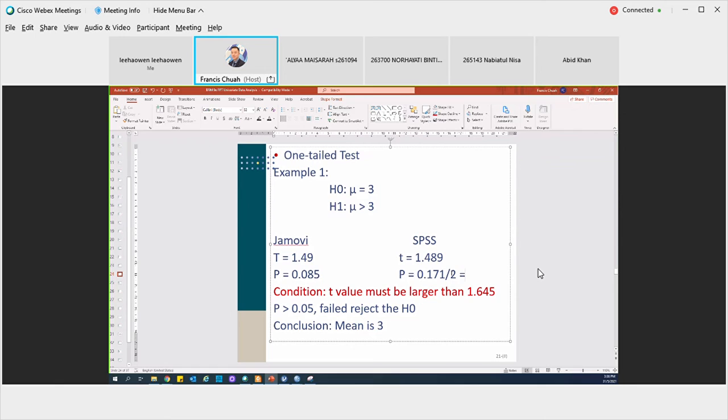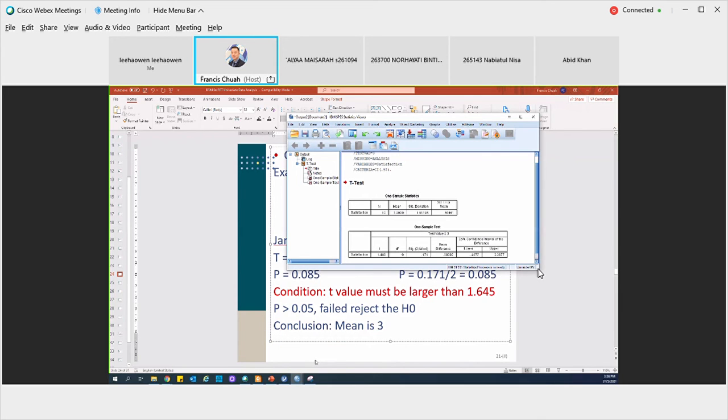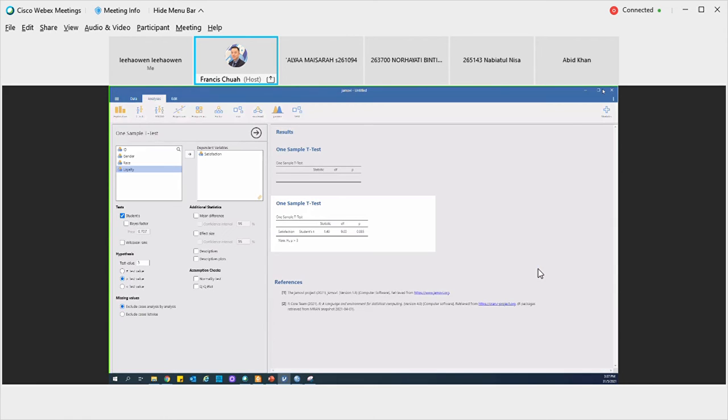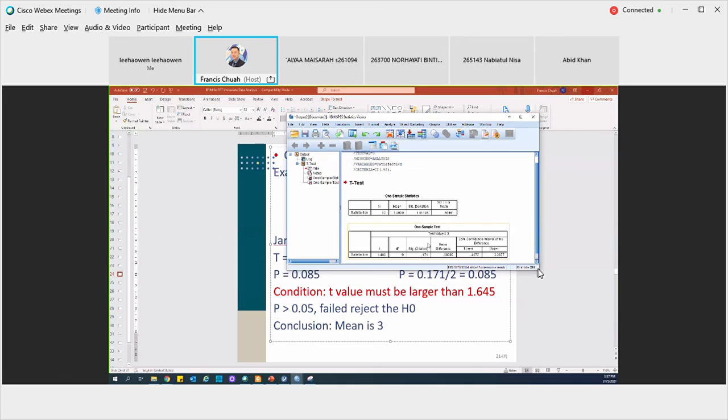Then you get 0.085. Okay, this is the problem with statistical software. So only recently software like Jamovi has improved. If your hypothesis is one tail, you select the one-tail result, but in SPSS you cannot do that.